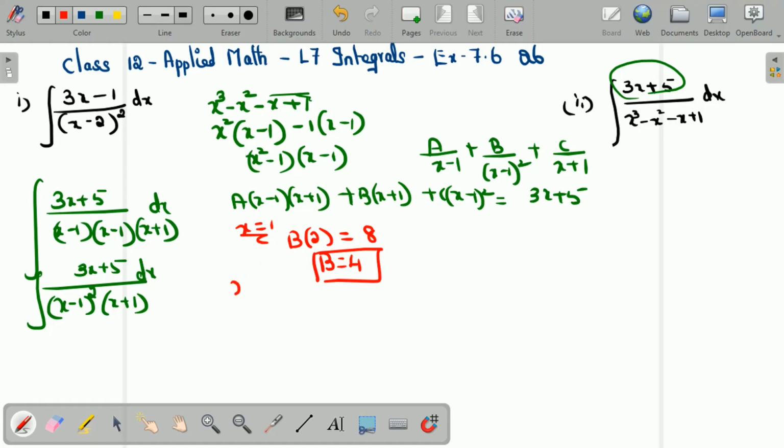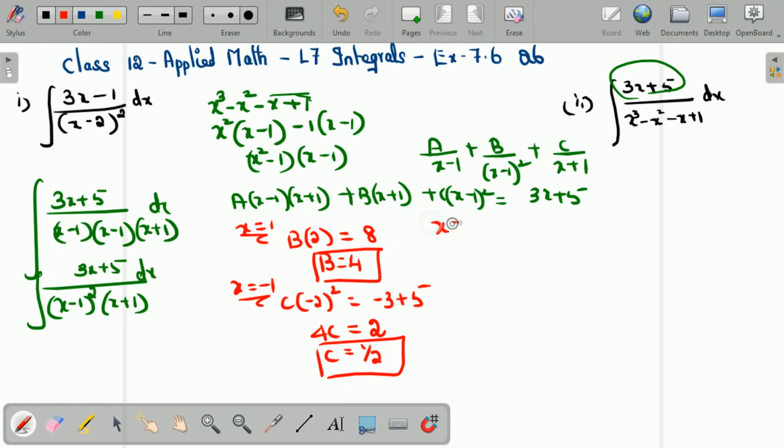Now let's put x is equal to minus 1. So in this case, a will vanish, b will vanish, c into (minus 1 minus 1) which is minus 2 the whole squared. Now in this case, it is 3 into minus 1, so minus 3 plus 5. So this is minus 2 the whole square is plus, so 4c is equal to 2, or c is equal to half. Now that we have finished this part of it, we can pick any random value for x.